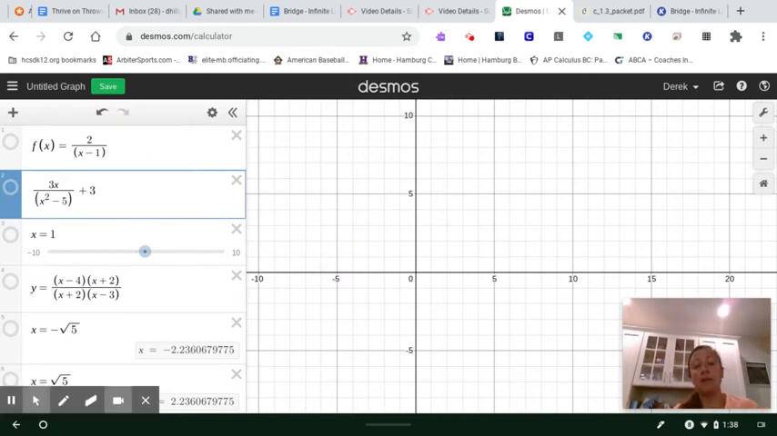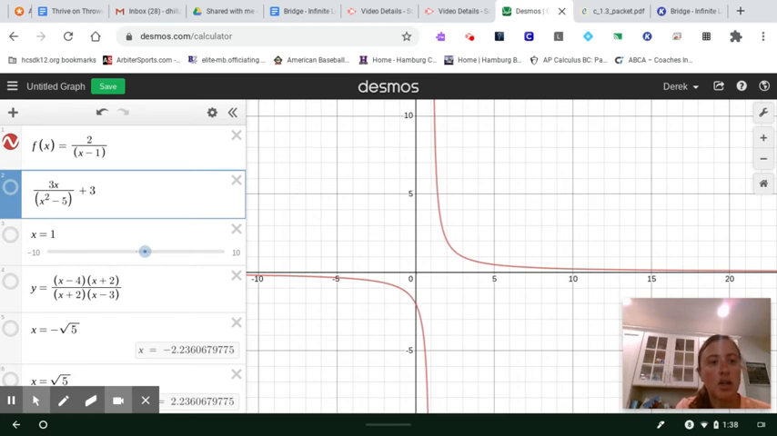All right, so obviously I have nothing graphed at the moment, and I'm going to go ahead and graph this function I have pre-typed in here. 2 over x minus 1. So I think you can start to see there is a vertical asymptote taking place. Okay. Can you see the vertical asymptote?